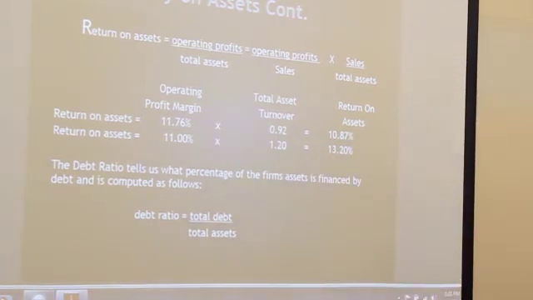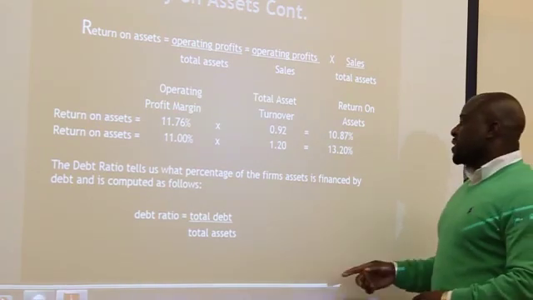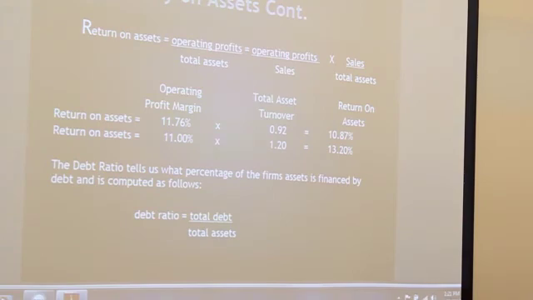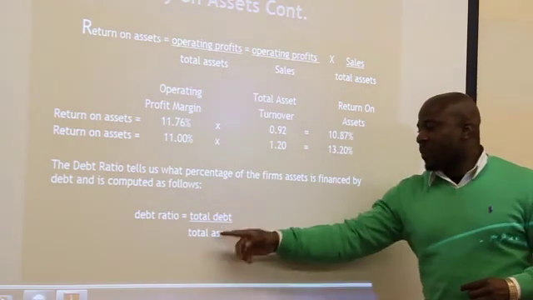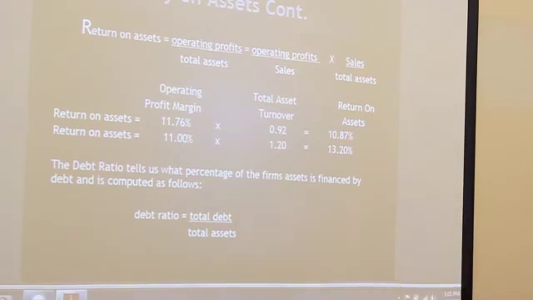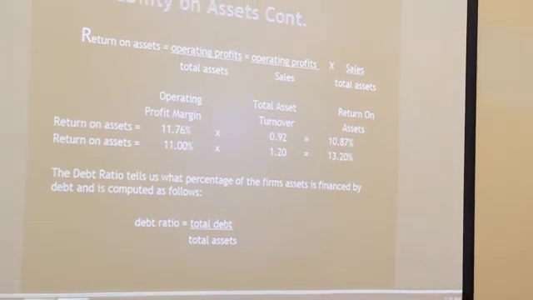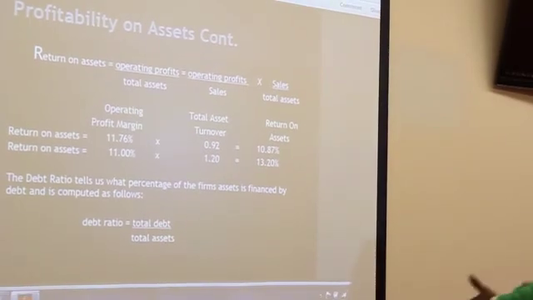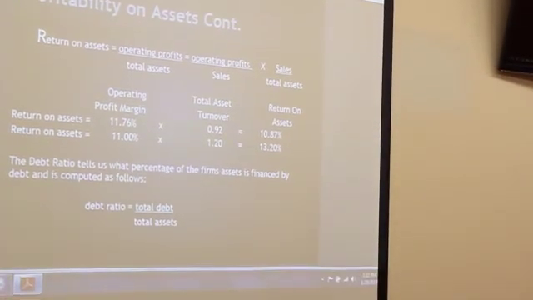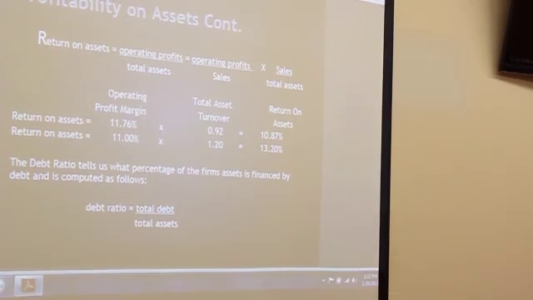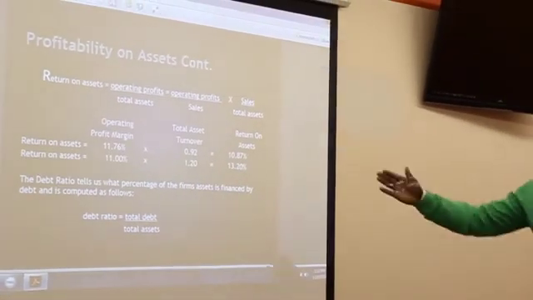All right, moving on. The debt ratio tells us what percentage of the firm's assets is financed by debt and is computed as follows. Debt ratio equals total debt divided by total assets. However much debt you have, you divide that by your total assets, and that'll give you your debt ratio. It's kind of like on your credit report. They say you should be no more than 30% in debt. They divide how much you owe creditors or people versus how much you have in assets. That's how you come up with the debt ratio.